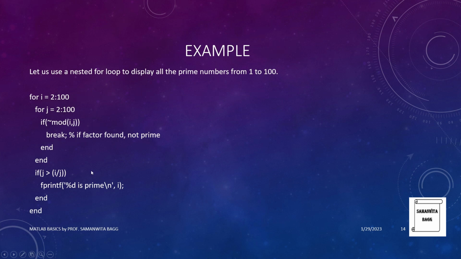So now this is an example that we have. We are going to use nested for to display all the prime numbers from 1 to 100. So this is the code which is written here. I'll explain it to you in MATLAB itself.